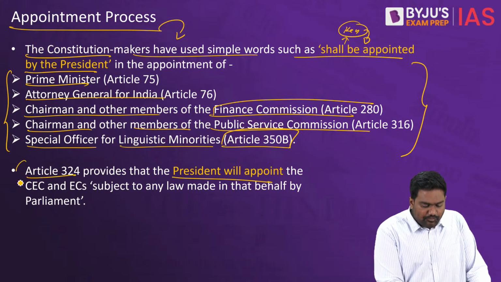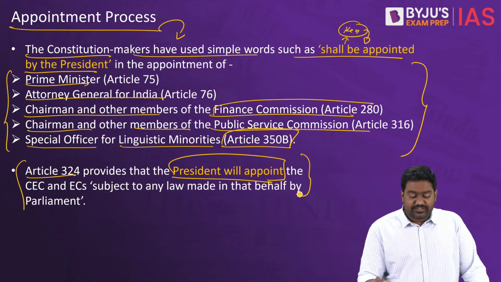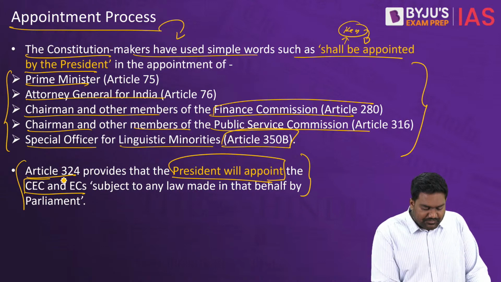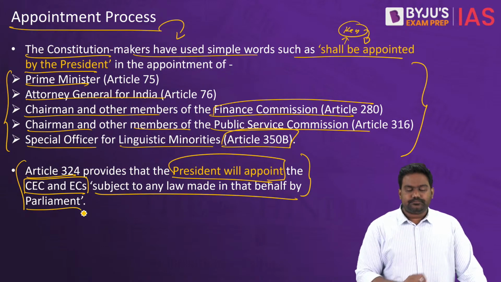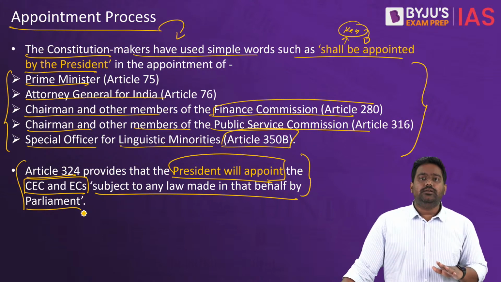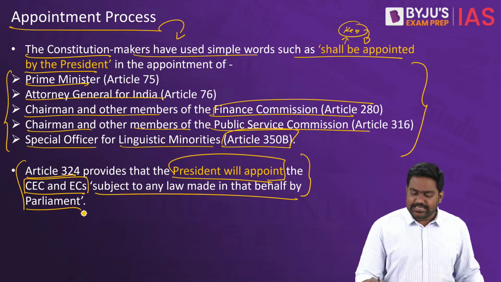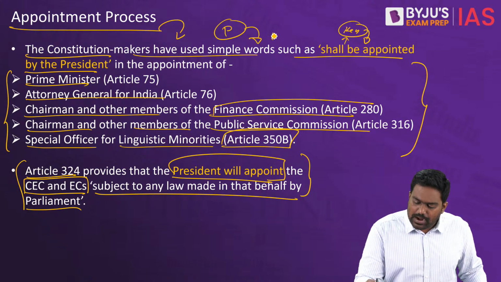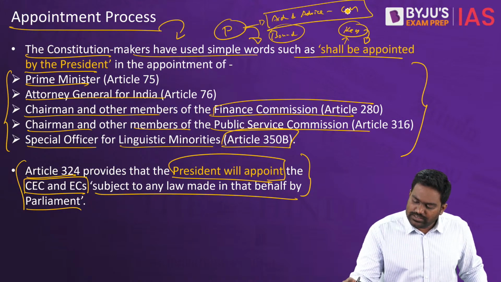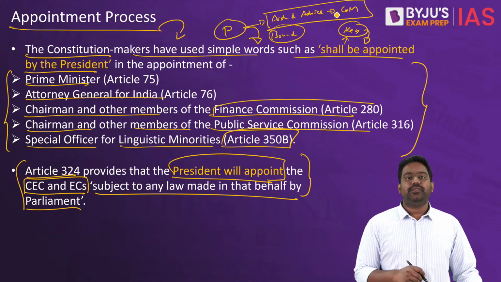Under Article 324, which deals with Election Commission of India, it says President will appoint the Chief Election Commissioner and Election Commissioners, subject to any law made by the Parliament. Now, what does it essentially mean? It essentially means that here the President is largely bound by the aid and advice of the Council of Ministers. These are not discretionary powers of the President.